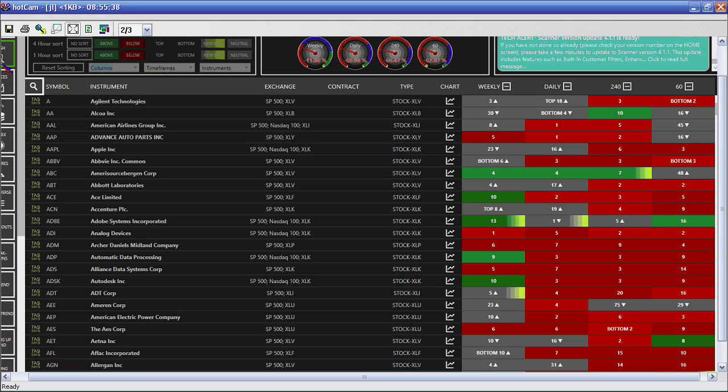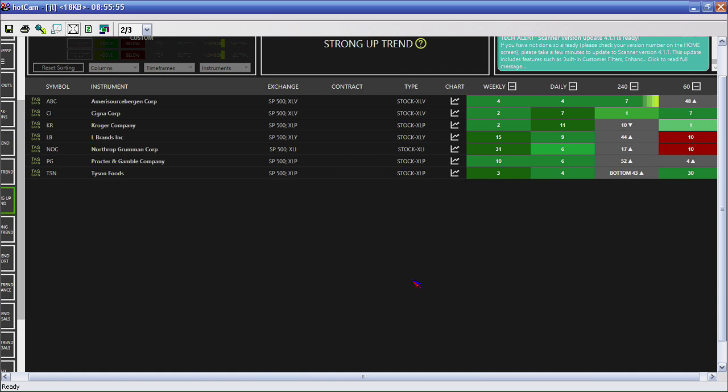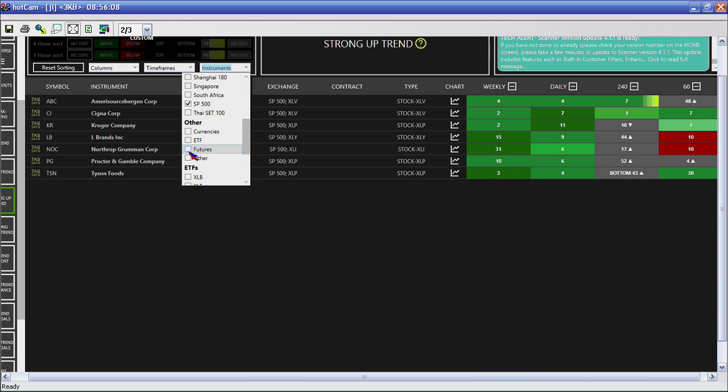But I went down, and by the way, you can create, like, this thing defaults if you're going into, let's just go to strong uptrend on the S&P 500. Here we go. And there's basically what this particular sort's looking for. It's basically looking for, I'll just tell you real quick, weekly and daily above profiles. This is all the stocks in the S&P 500 meeting this. But if you want to go in here and do custom sorts on multiple exchanges at the same time, or switch gears and just take a look at the futures or any particular.